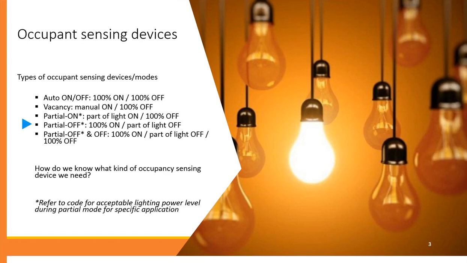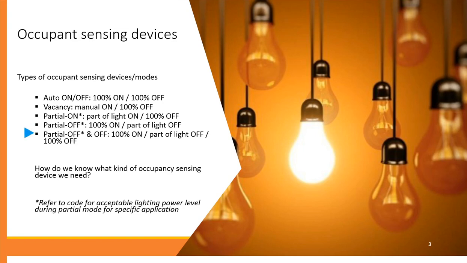The next mode, partial off. This is where lights are at 100% because it's occupied, but once you vacate the space, lights don't fully shut off. They'll just go to a lower lighting power level than previously. So that lighting power level will be dictated by code also. So you really have to look at the space and what's dictated by code.